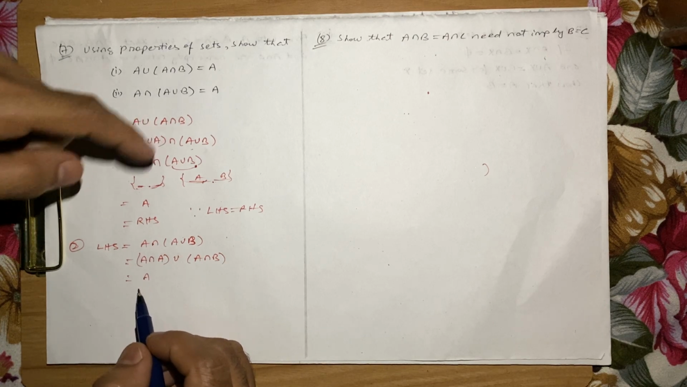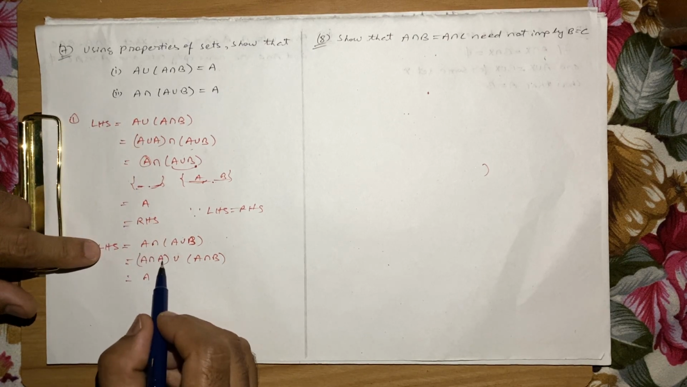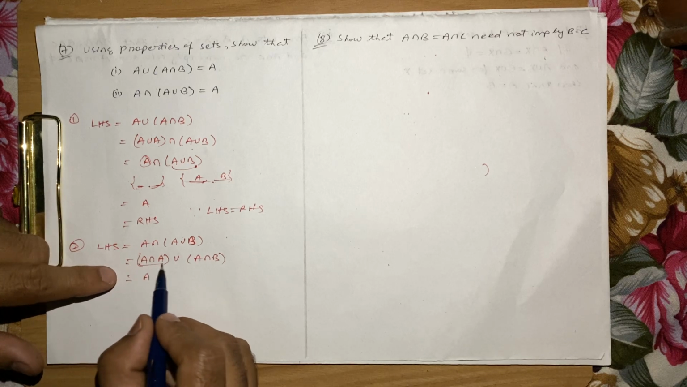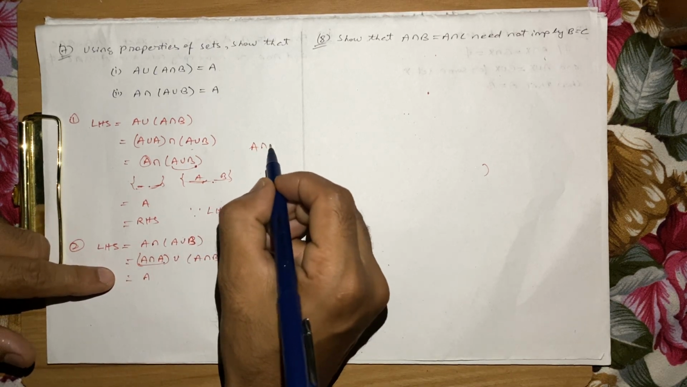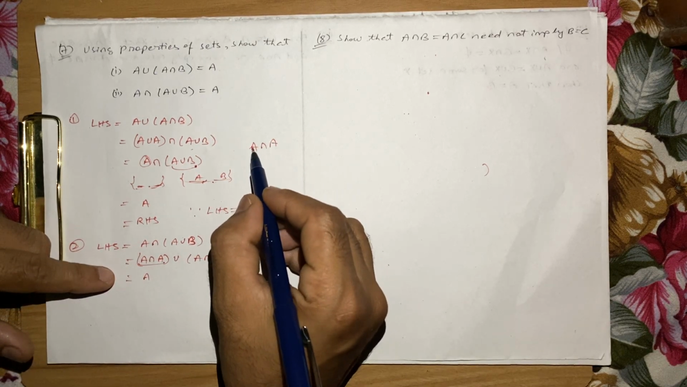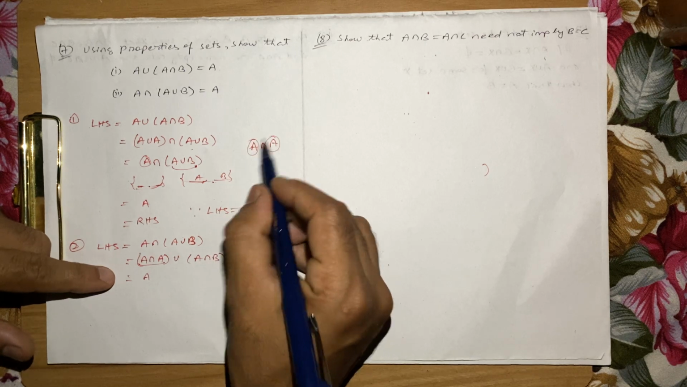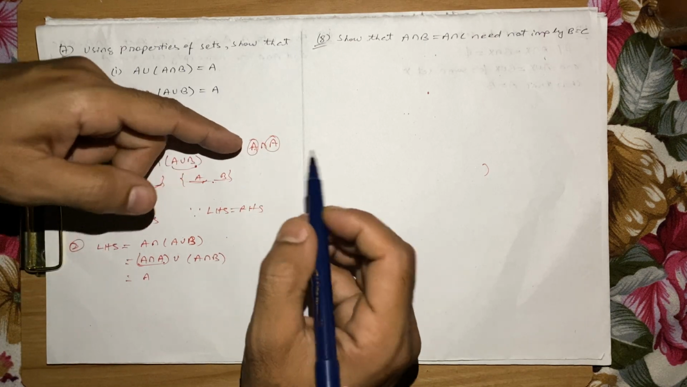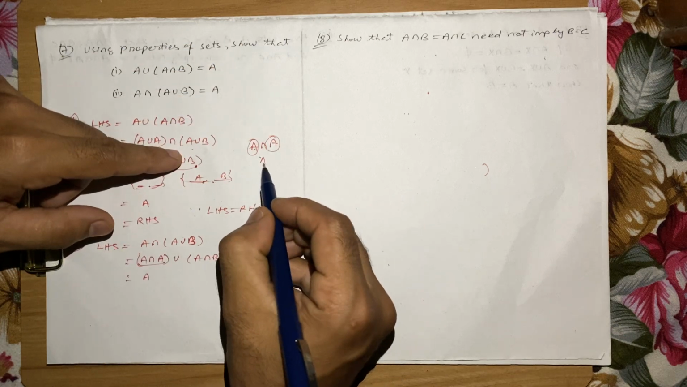A union A is also A, and A intersection A is also A. Because what does this mean? A intersection A means the common elements of set A and this set A. So whatever A has will be common to both of them, so it will be set A itself, right?